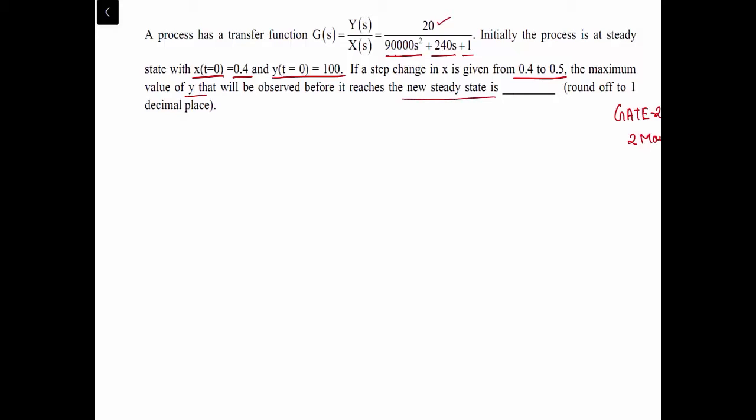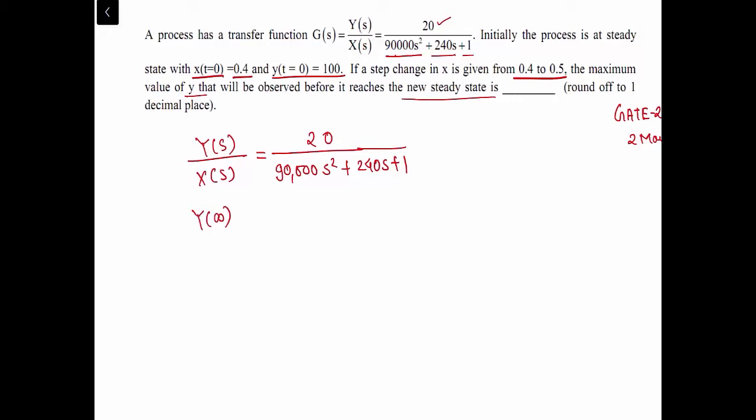Okay, so if you see this equation, the transfer function, it is Y(s) by X(s) equals 20 upon 90,000 s square plus 240 s plus 1. Okay, so maximum value. So what is the maximum value? How do we calculate the maximum value? It is nothing but y of infinity. So basically here we have to apply the final value theorem for calculating y of infinity.